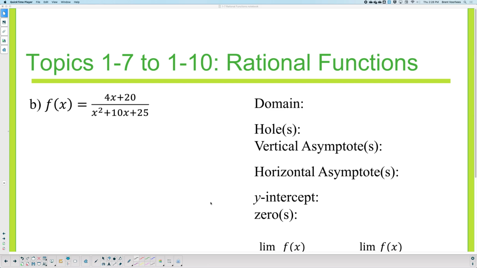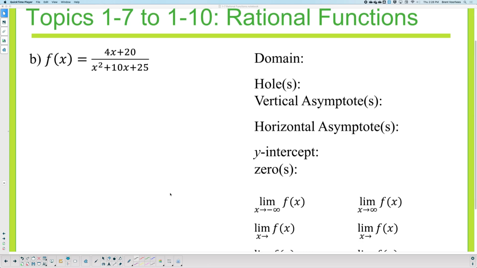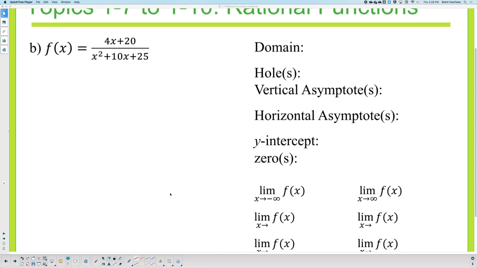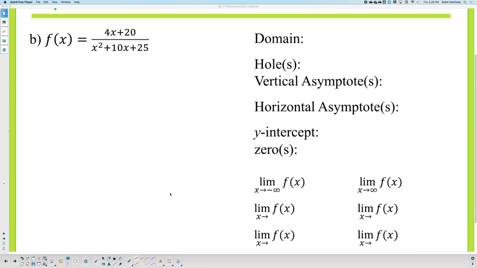All right, let's take a look now at example B. What would y'all like to do? Do you want to graph it first, or do the algebra and then see if it matches up with the graph later? Graph first? Okay, let's go over to the graph.